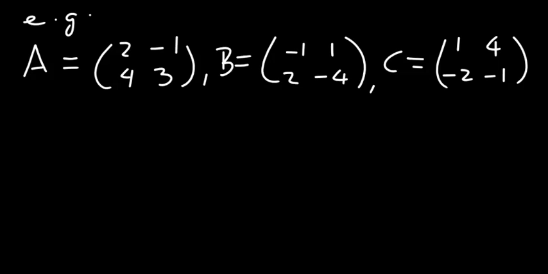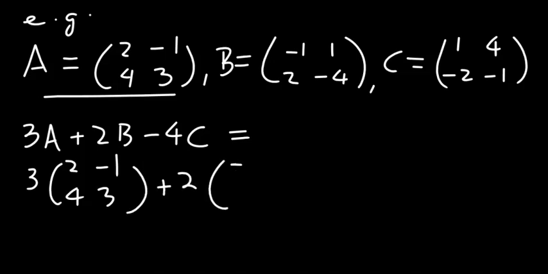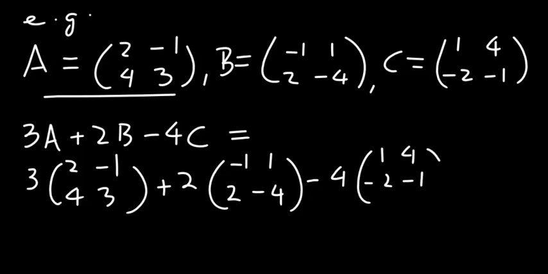Let's look at these three matrices. Let's assume you want to find what 3A plus 2B minus 4C is. As we have discussed earlier, let's just look term by term. So the first one is 3A. So 3 times matrix A, 2, minus 1, 4, 3. Plus 2B, 2 times B, which is minus 1, 1, 2, minus 4. And finally minus 4C. So minus 4 times C, which is 1, 4, minus 2, minus 1.